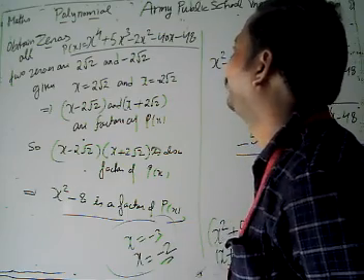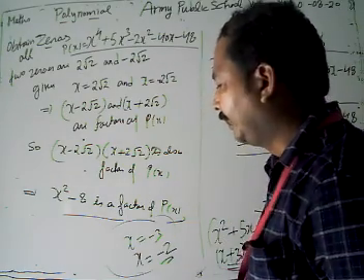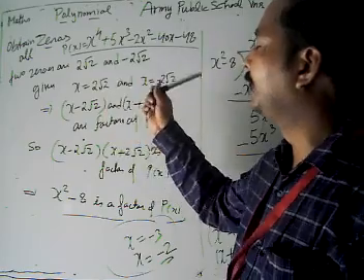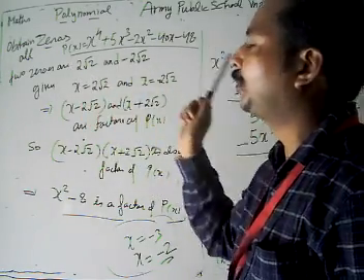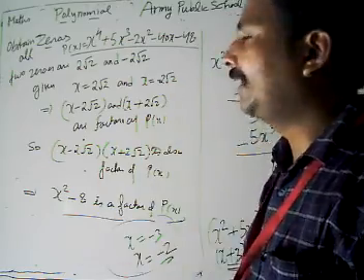Square minus 40x minus 48. Look again, we take one revision. We have been given a polynomial. We have been given that its two zeros are 2 root 2 and minus 2 root 2. Then we have to find out its other two zeros.